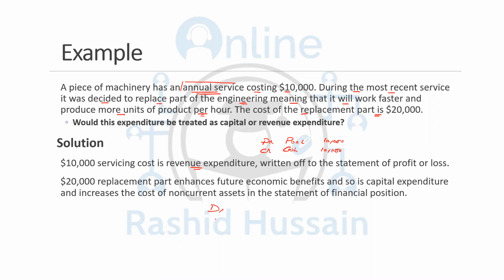So the double entry is going to be debit asset. That means you're going to capitalize it by $20,000 and credit cash by $20,000. So the first expenditure should be expensed out because it's revenue expenditure related to the service, which is something related to maintenance. And the second is increasing the efficiency of the asset, and also it is increasing the production. So it is regarded as capital expenditure and it should be capitalized.